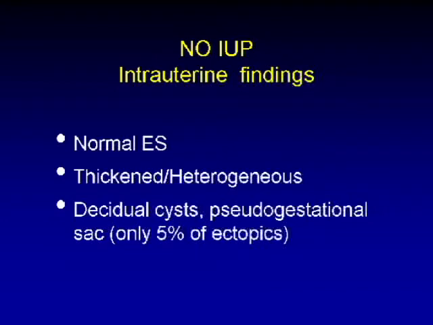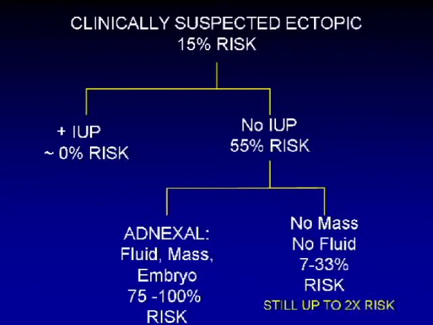You can also look at some other intrauterine findings, which are not so specific, because the endometrium can be normal. The endometrium can be thickened, heterogeneous. You can have a decidual cyst and pseudogestational sac, but it's only present in about 5% of ectopics, so it's not very reliable. This is sort of a summary.